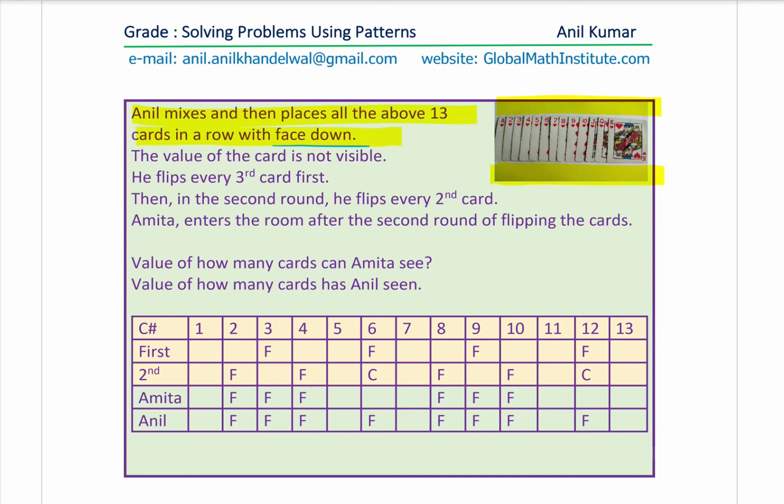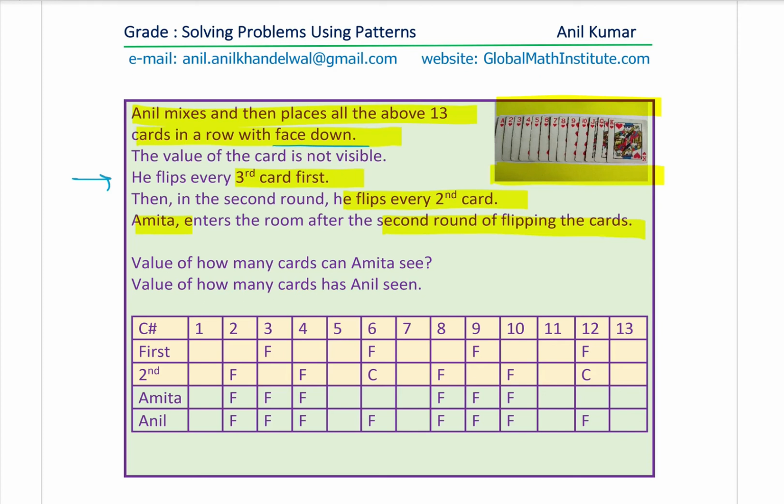The value of the card is not seen because it is put face down. Now the question starts here. He flips every third card first. Then, in the second round, he flips every second card. Amita enters the room after the second round of flipping of the cards, right? She did not see what happened in the first round.